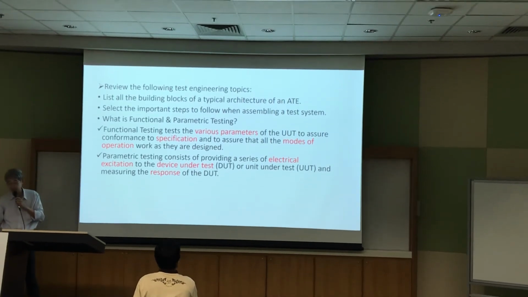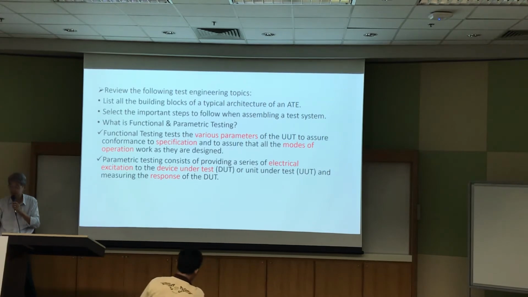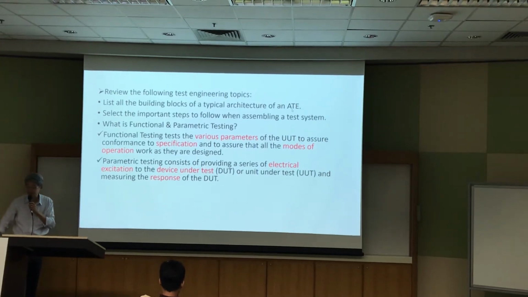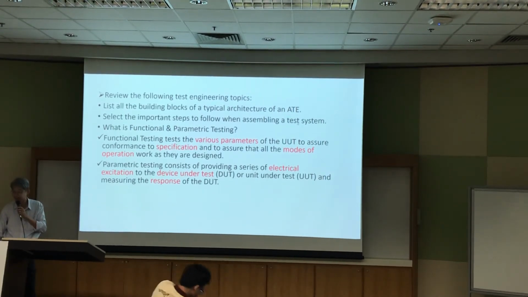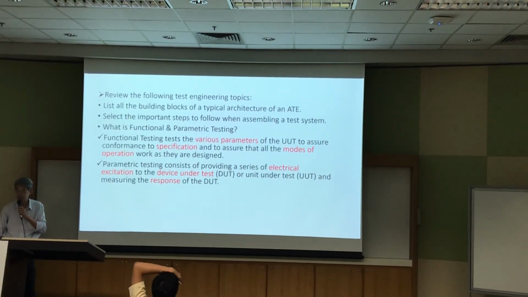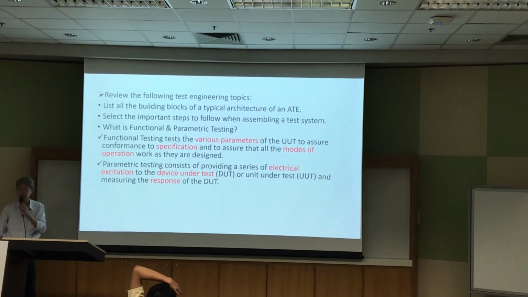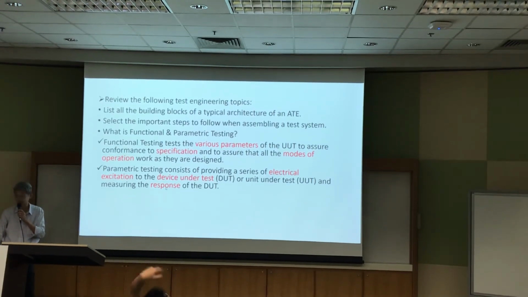First, you must be able to list out all the building blocks of a typical architecture of an automatic test equipment. I will just quickly browse through that later on. And then you must understand the steps involved in how to assemble up a test system. And then the last 2 questions which we asked is what is functional testing and what is parametric testing. So I just captured these last 2 questions first because the answer is so obvious down here.